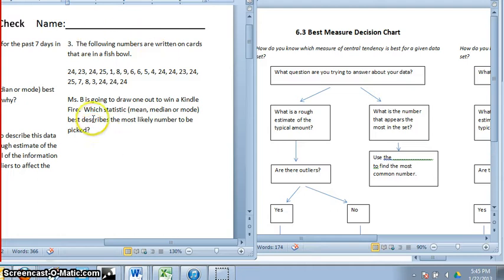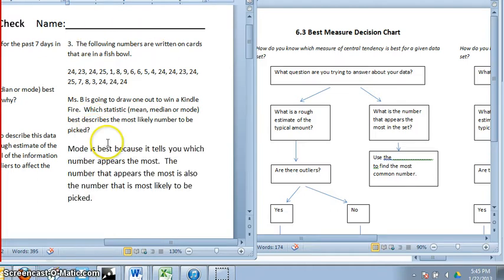So we would look through here and find the mode as our statistic. All right, and there's my answer. Mode is best because it tells you which number appears the most. The number that appears the most is also the number that is most likely to be picked.